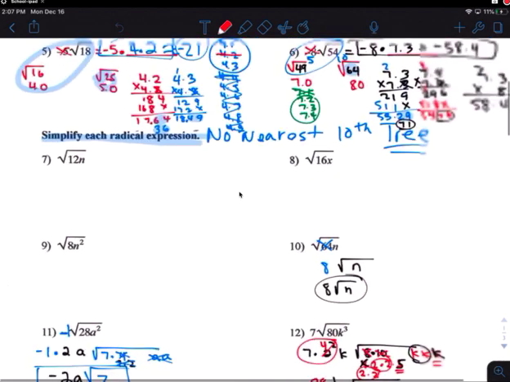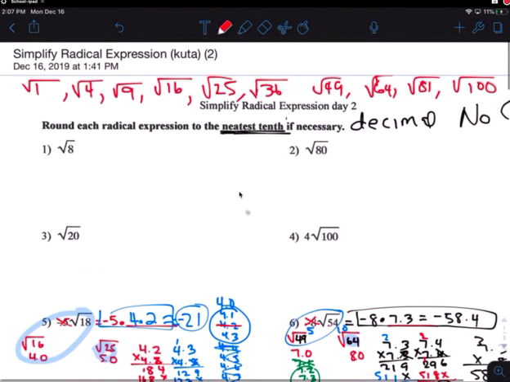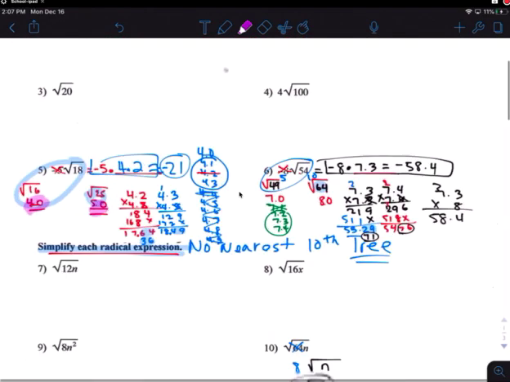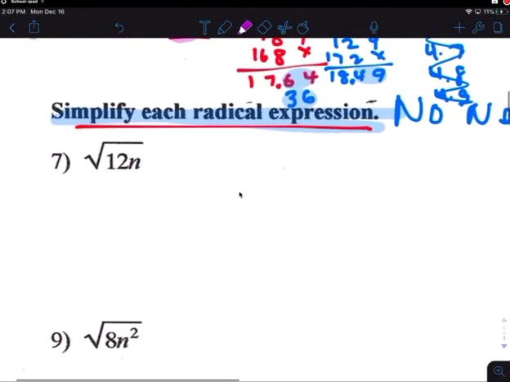This says to simplify the radical. It's not to the nearest hundredth, so you don't make it the decimal form. Like here, this is the nearest tenth. That's why we do decimals in these, okay? Notice these are in decimals. This one, no decimals.